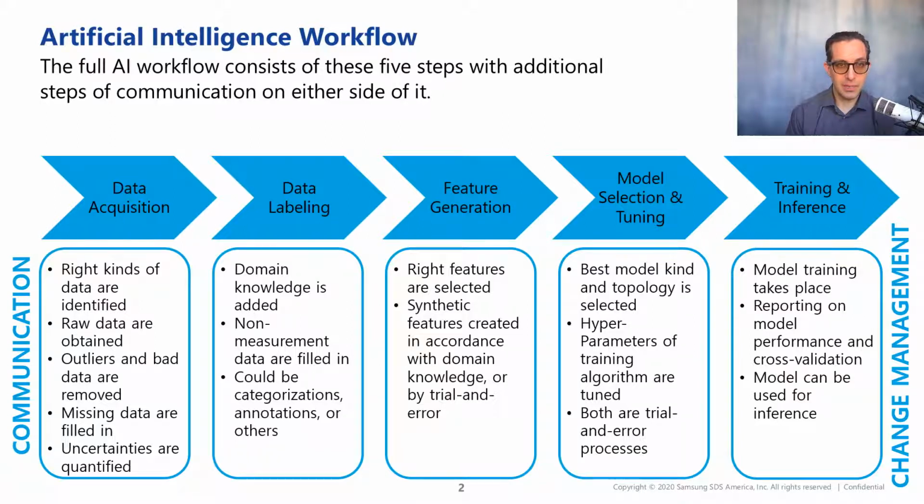Next, we want to select which type of model are we going to use. Is it going to be a neural network or a decision tree or a support vector machine or something else? That needs to be chosen. And the parameters of the algorithm that generates that type of model need to be tuned. There are choices that you can make, and you need to make the right one.